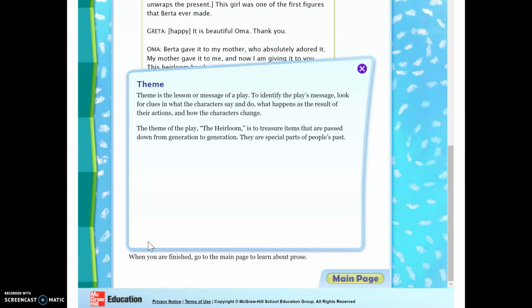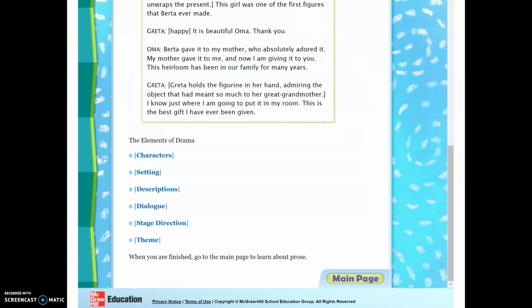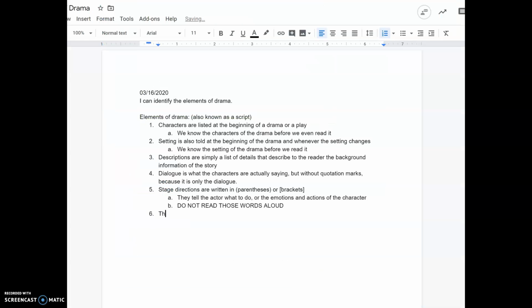Central message. The theme is the lesson or message of a play. To identify the play's message, you have to look for clues in what the characters say and do, what happens as the result of their actions, and how the characters change. So this time we do have to actually read the story to understand the theme, it's not already given for us. Do you think that these themes could be those common themes we've already talked about? I think maybe some of them might be. Okay, cool. Because I know that in our traditional literature, most of them weren't common themes. They were a little bit different. But they were kind of common across most of those traditional literature texts. So good to see we're going back to our roots.